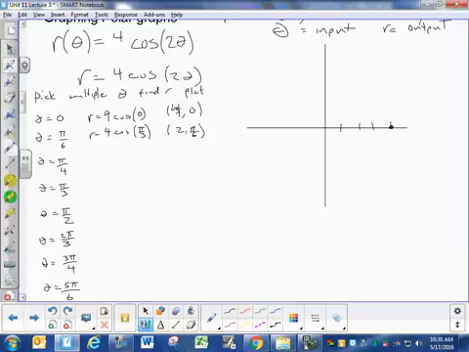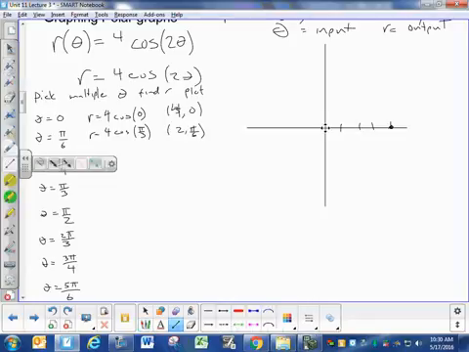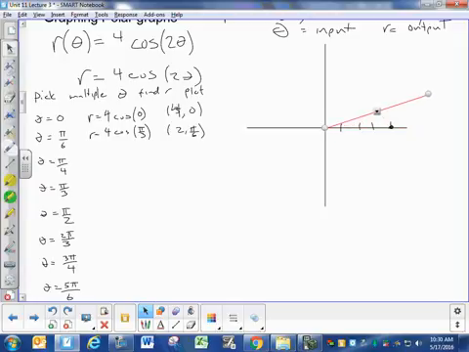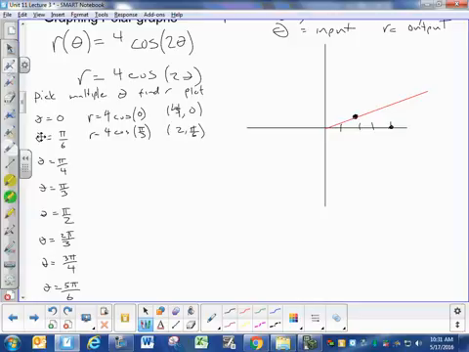Pi over 6 is my angle. The radius is 2. Start with your angle. There's my angle of 0. Go to the angle of pi over 6. Tick off 2 units of distance there. Either think about a circle of radius 2, or you can kind of just eyeball it. Question? So theta that I chose is pi over 6. What I'm doing with theta is I'm multiplying it by 2. So I end up with the angle of pi over 3 in here, but my input being multiplied by 2 is pi over 6. Cool?